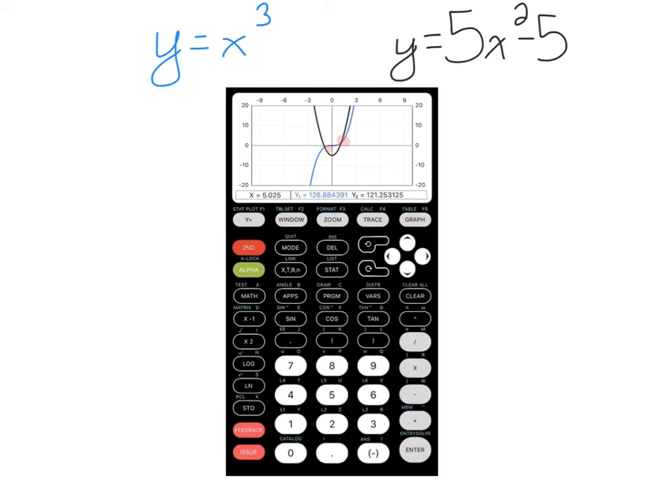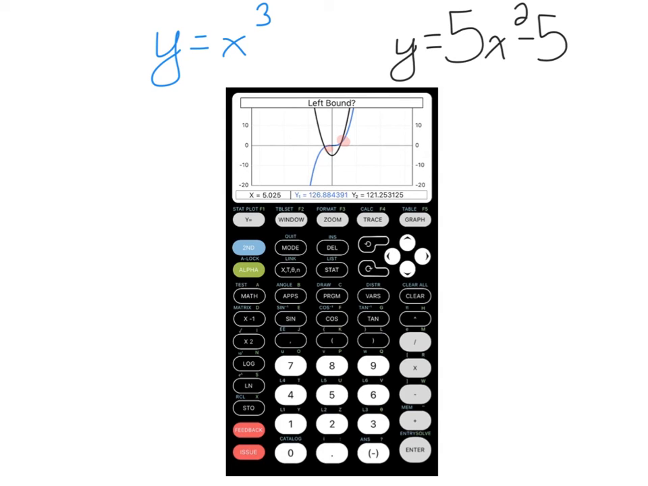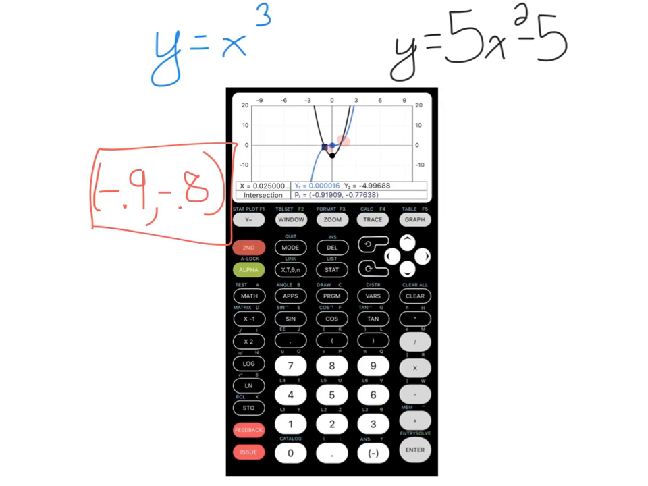So I'm going to do my second trace and then 5 for intersect. And I'm going to move over here. Again, we're going to have to do this one 2 times just because there are two solutions. So we have one there at negative 0.9, negative 0.8 if we round to the 10th. I'm going to go into second trace, choose 5 for intersect again, and do the same process but with the right hand 0. So now we see we have one at 1.1, 1.5, again if we're rounding to the 10th.